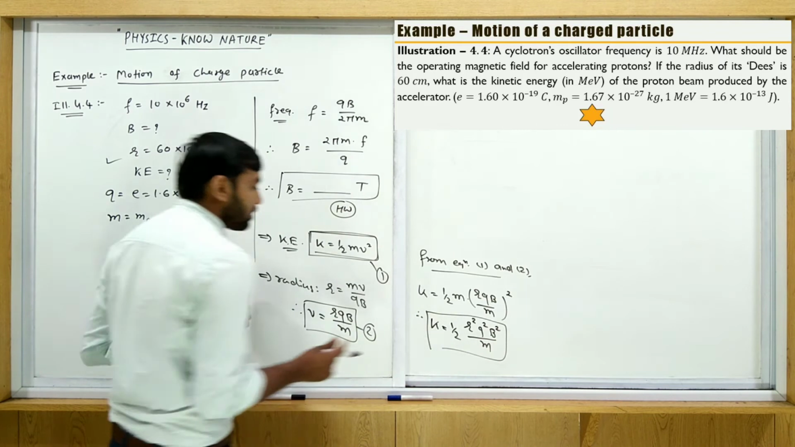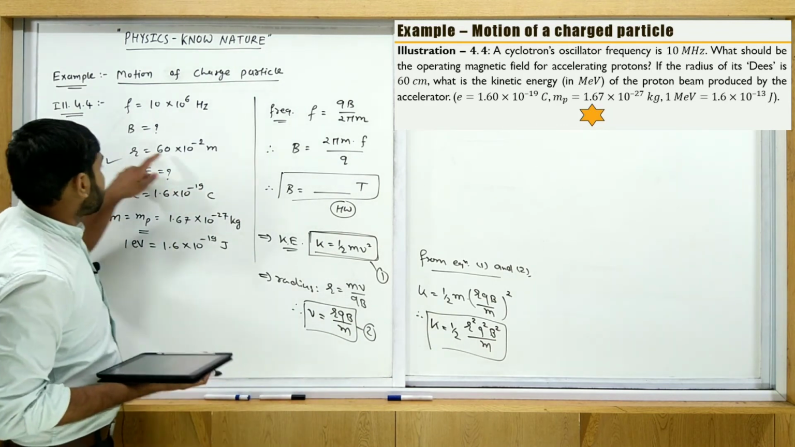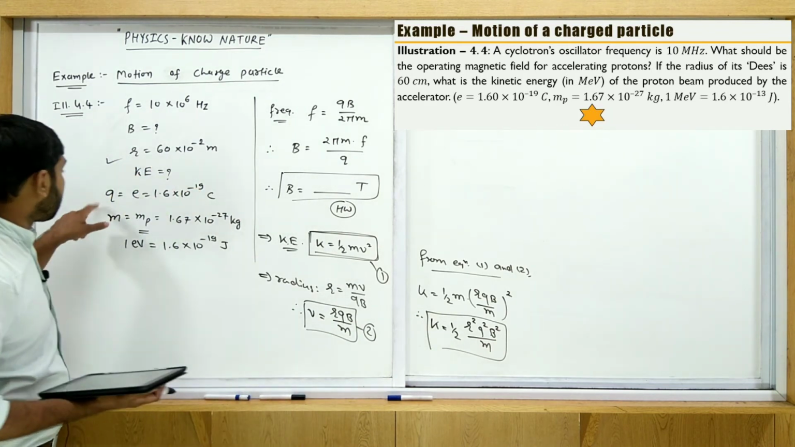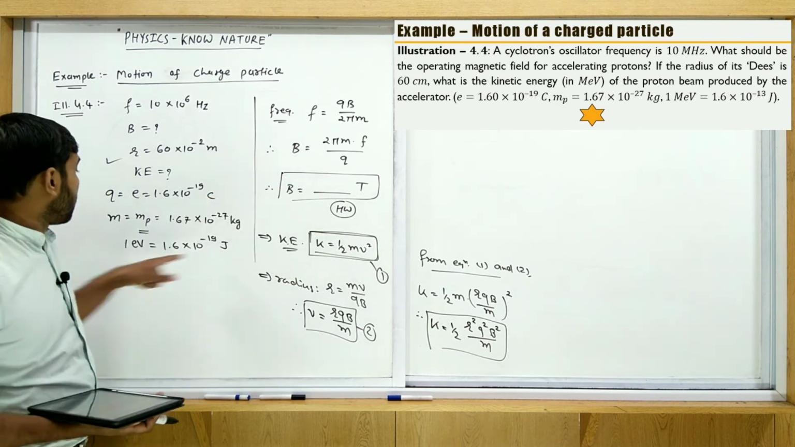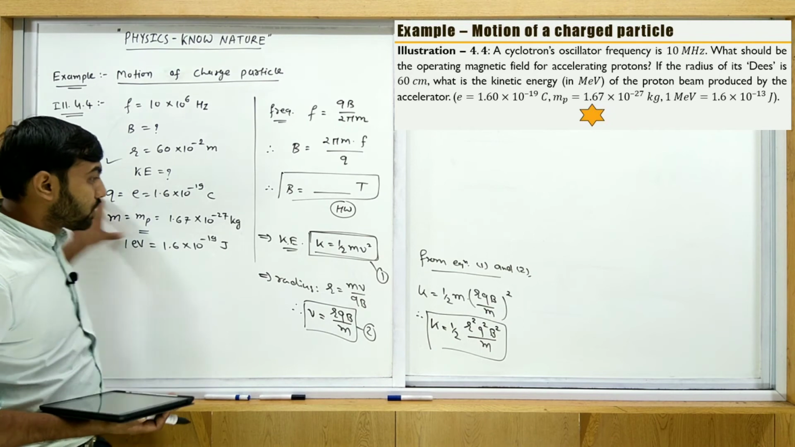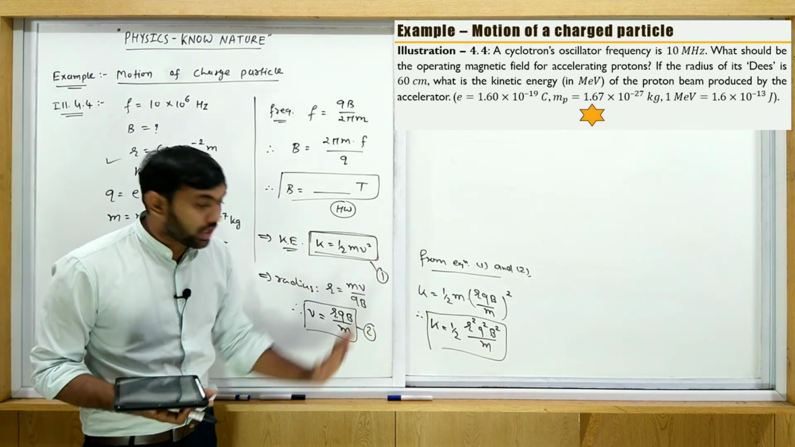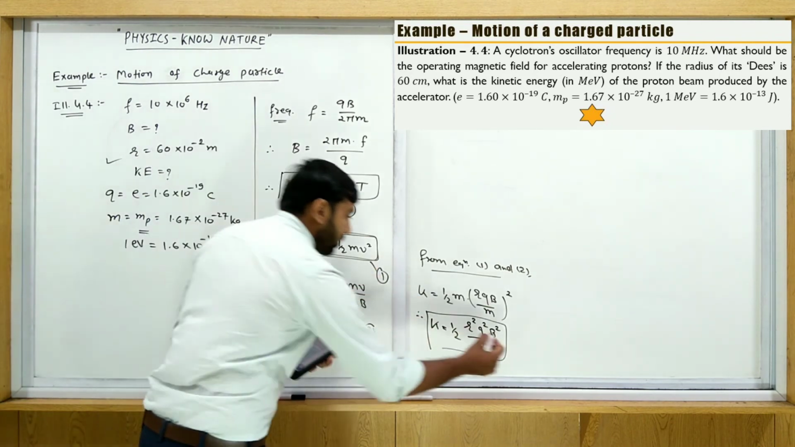Now in this equation, R is a known value, 60 into 10 raised to minus 2. Q is equal to e, put this value. B you already found, so B is known, and m is given. Everything is given to you. You just put all the values into this equation and you get the answer. The remaining calculation is homework.